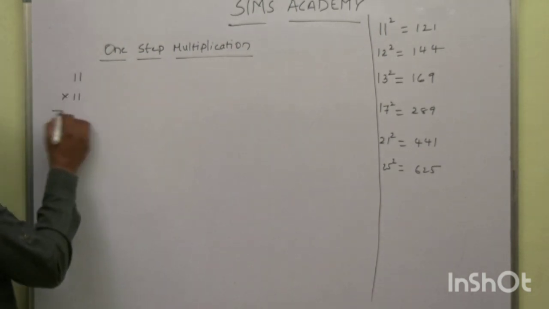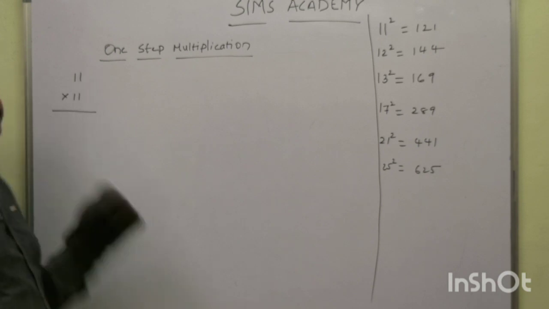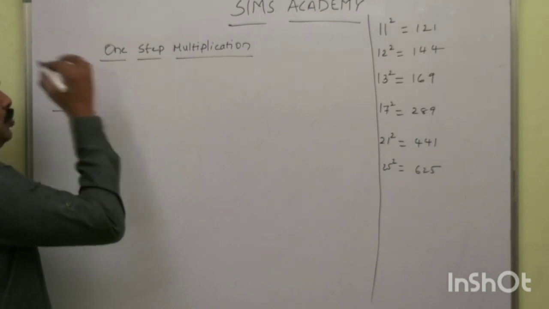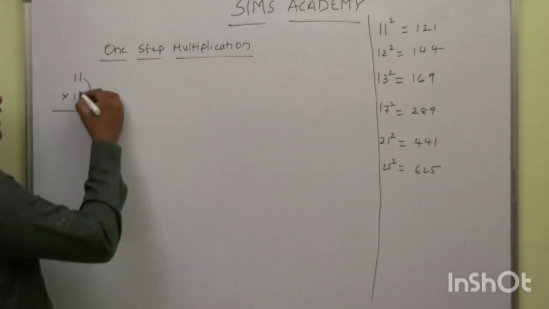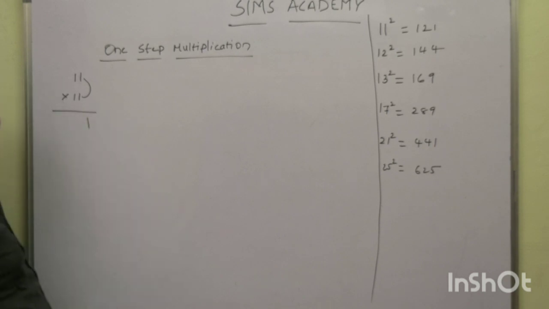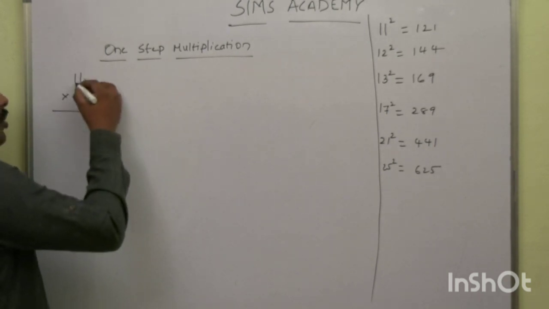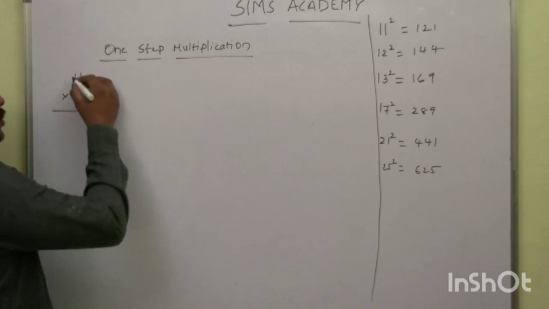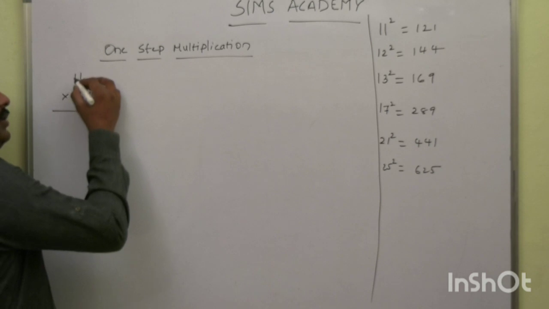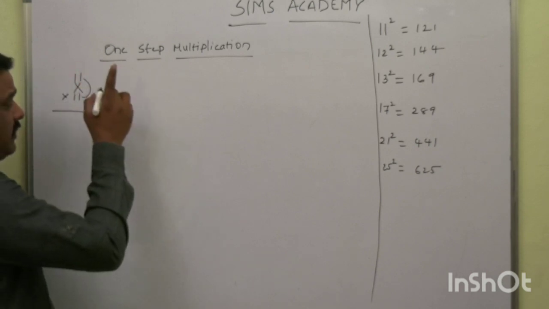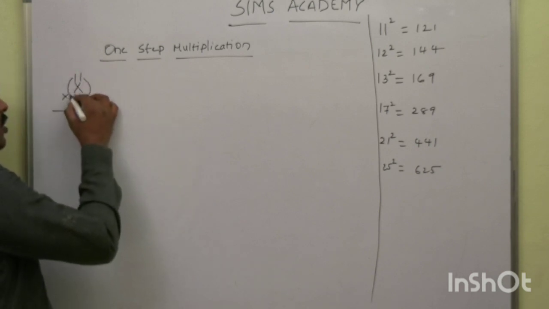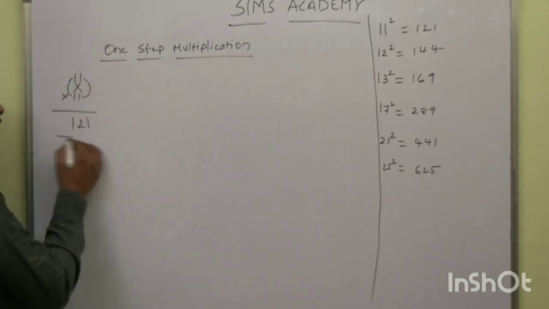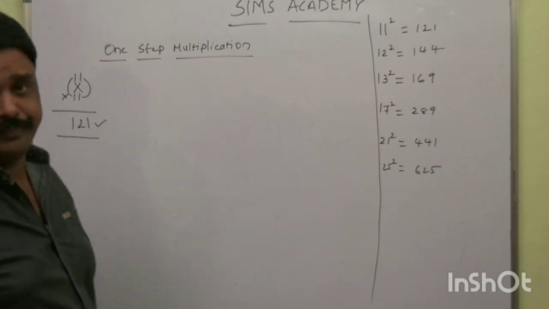11 multiplied with 11. Observe carefully, the very first step is these two: 1 into 1, 1. Next, we need to go criss-cross and add: 1 into 1, 1, plus 1 into 1, again 1. 1 plus 1, 2. Now, coming to these last two, again 1 into 1 is 1. We got it as 121.